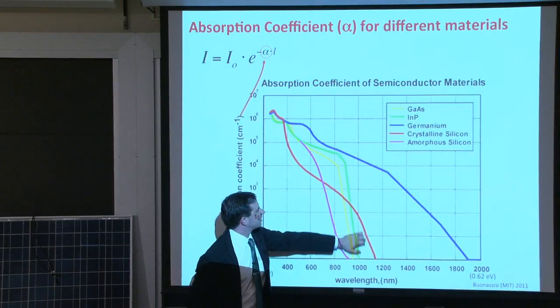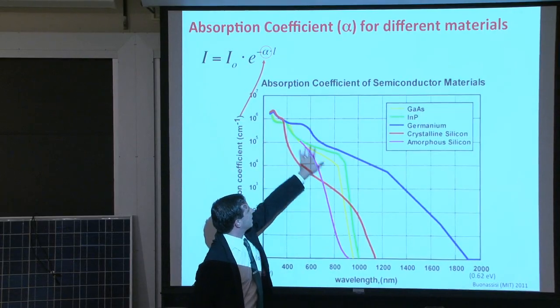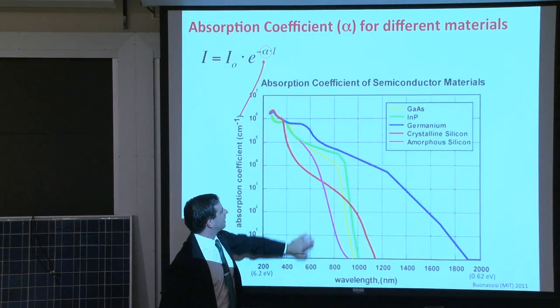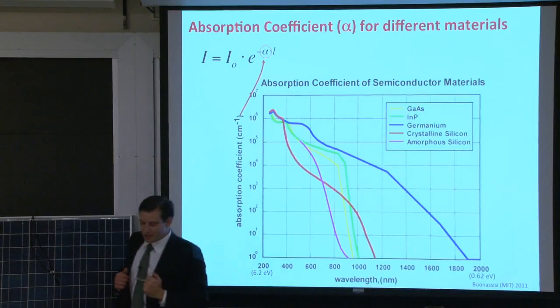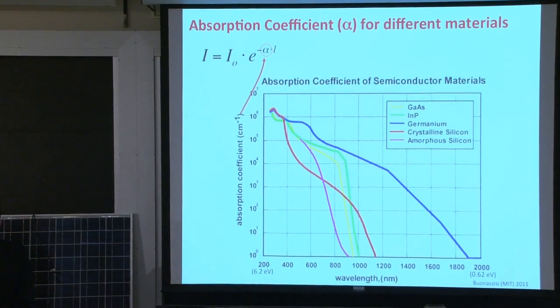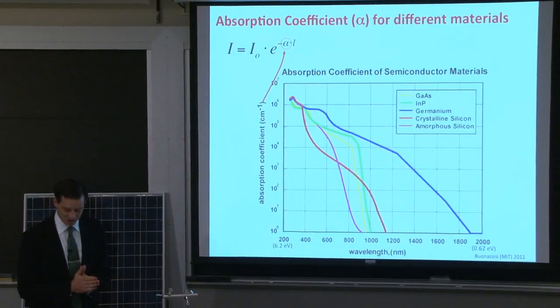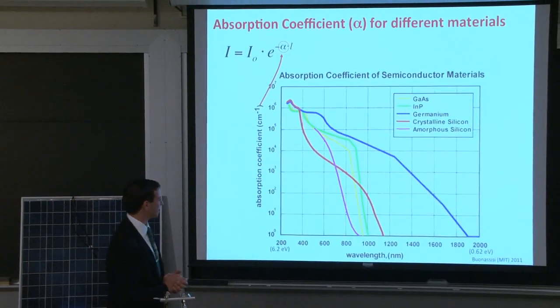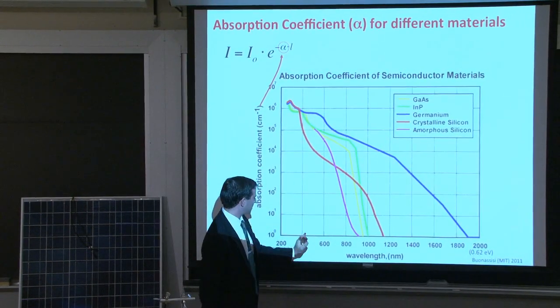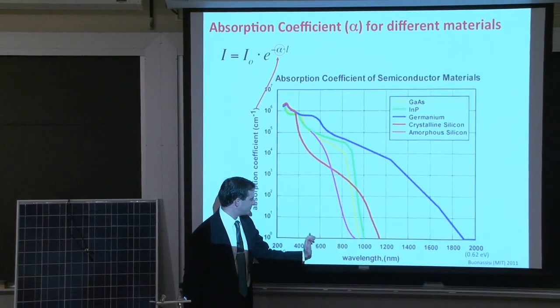The red would be crystalline silicon, gallium arsenide, indium phosphide, and amorphous silicon. So let's do a quick calculation just to get us a little limber. We're starting to get into the semester, so the energy level starts going down. What we're going to do is pick a value, say 550 nanometers.